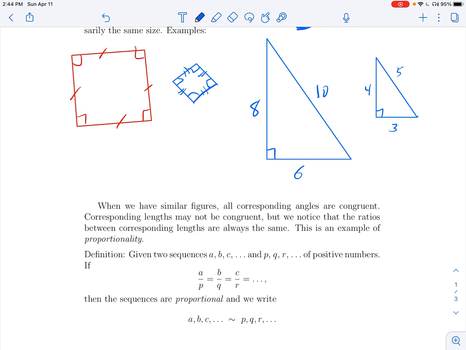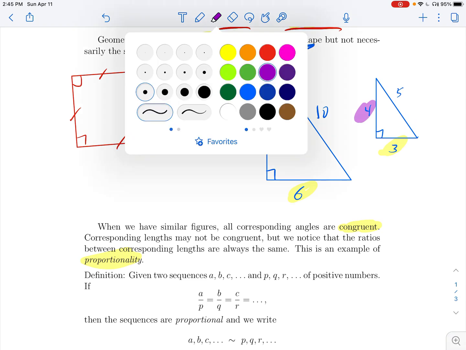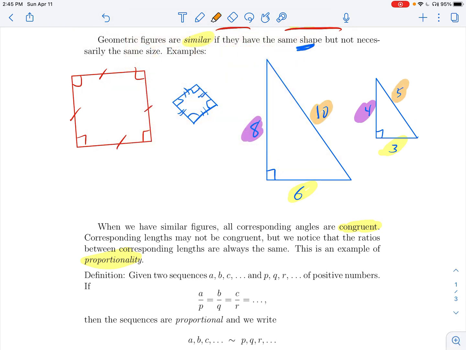So when we have similar figures, the corresponding angles will be congruent. Again, this isn't really the definition yet, but that's the idea. Corresponding lengths might not be congruent, but when we look at the ratios, we see they're the same, and that's called proportionality. So for example, in these blue triangles on the right, 6 and 3, that's a 2-to-1 ratio. 8 and 4, that's a 2-to-1 ratio. 10 and 5, that's a 2-to-1 ratio. In every aspect that we can measure, the triangle over here is double the triangle over here in all of the lengths, not area, but in lengths. We call that idea proportionality.